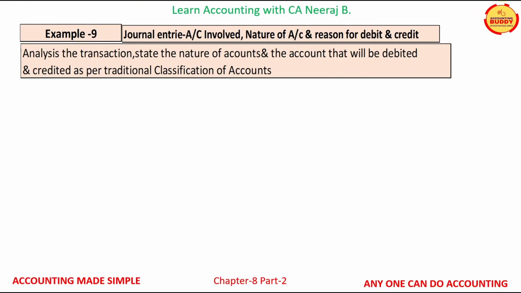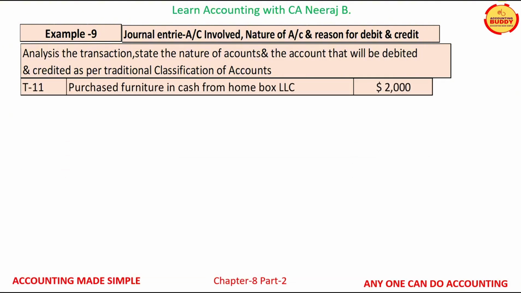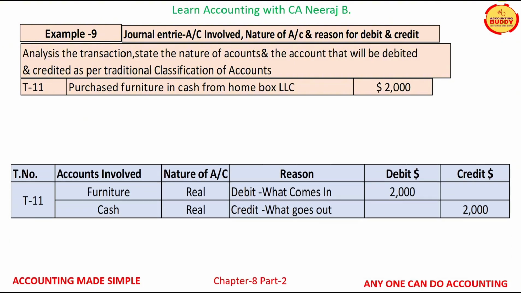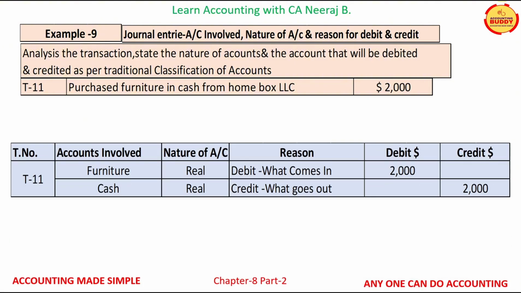Another illustration on your screen is analyze the transactions, state the nature of accounts and the account that will be debited and credited as per traditional classification of accounts. Transaction T11 on your screen is business purchased furniture in cash from Homebox LLC for $2,000. The two accounts which are getting affected are furniture account and cash account.